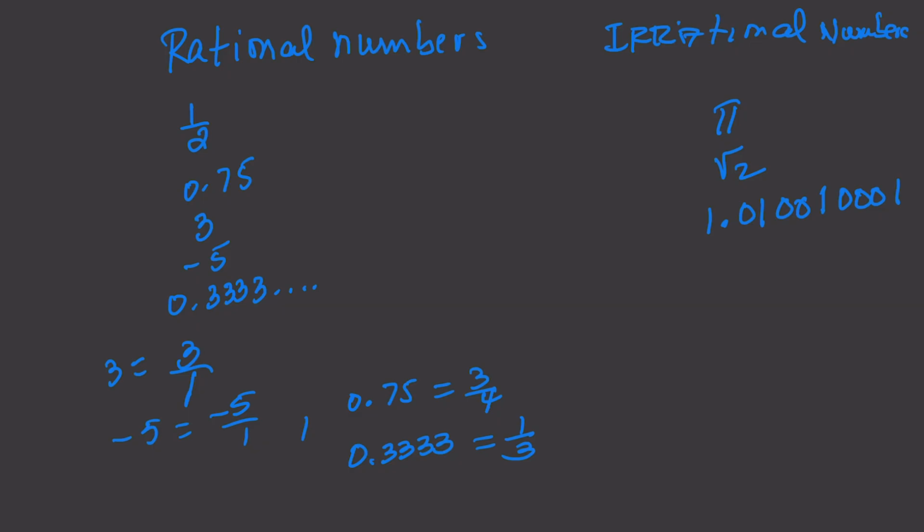Let's play a quick game. I'll say a number, and you guess if it's rational or irrational. 0.5, rational. The square root of 9, rational, because the square root of 9 is 3. Pi, irrational.